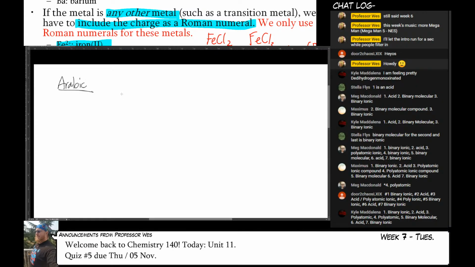We use the Arabic numbering system, which is awesome because it's base 10. And the other numbering system is the Roman numbering system, which is not awesome. Roman numerals are only used for three things. One is Final Fantasy games. The second is the Super Bowl. And the third is naming ionic compounds. So otherwise, Roman numerals are completely worthless to you.